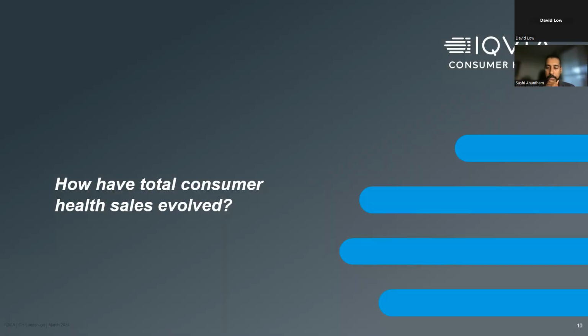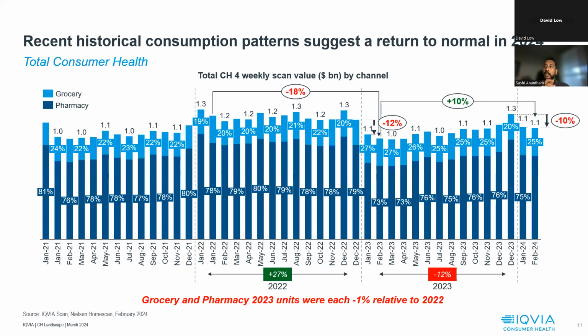Okay, on that statement, let me shift to talking about total consumer health overall and what we're seeing in the marketplace. So this is total consumer health sales segmented by grocery at the top and pharmacy, the navy blue, at the bottom. Let's focus straight onto 2023 and the year-to-date period in 2024 and talk about the dynamism we're seeing today. Now, good news is 2023 was depressed relative to 2022.